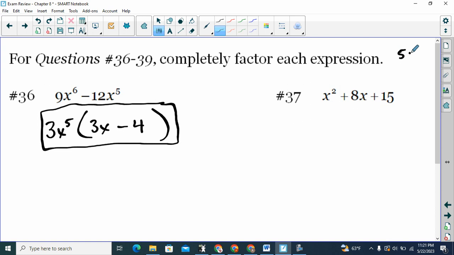Things that multiply to 15, not a lot. 5 times 3 is 15. 5 plus 3 is indeed 8. When I have 1x squared, we can just jump right into the factors. X plus 5, positive 5, so x plus 5, and x plus 3.